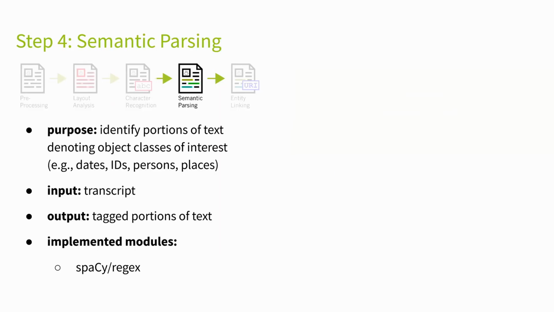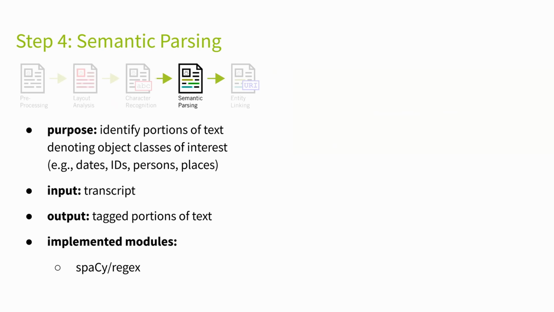Next step would be semantic parsing on the transcript, to identify portions of text that denote object classes that we are interested in, like, for example, dates or IDs, persons, places. And the output essentially is that certain portions of text are tagged by the text that we have provided in the first place.